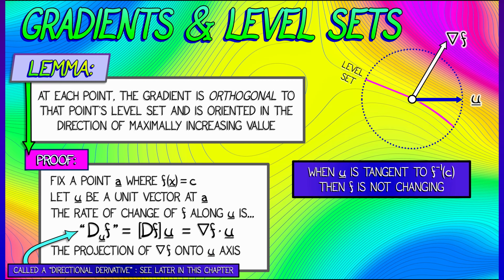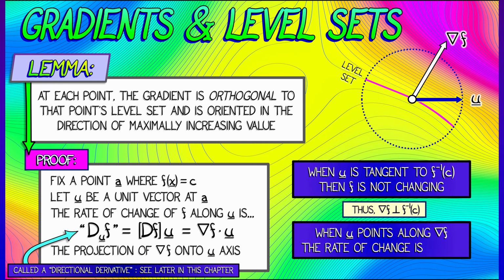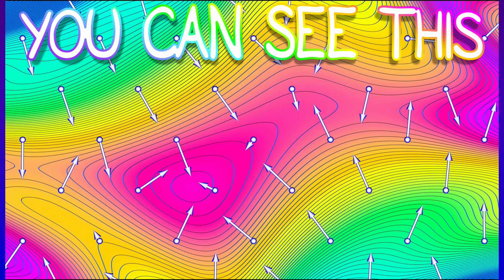And in particular, when u is tangent to the level set, then f is not changing in that direction at all, which means the derivative of f times u is 0, which means the dot product of gradient of f with u is 0, and that means that the gradient vector is orthogonal to the level set at that point. And furthermore, when u points exactly along the gradient vector of f, then that means the dot product is maximized. That orthogonal projection is as big as it's going to get, and that means the rate of change of the output of f is maximal in the direction of the gradient vector. That's the proof.